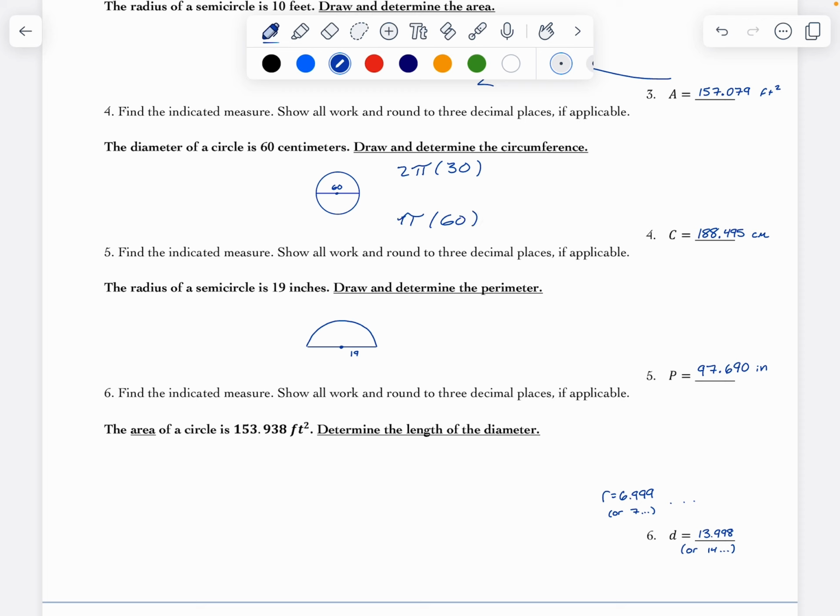So if you choose 2 pi r, you're just going to have 60 pi. If you choose pi times diameter, you're just going to have 60 pi. Both of them are 188.495. You get the same thing regardless.